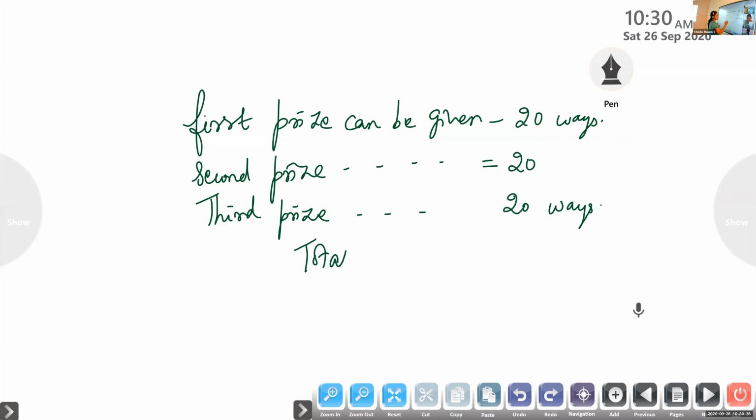Therefore, what is the total number of ways? It's 20 into 20 into 20 because we want all the 3. Yes, 20 raised to 3, which is the same as 8,000. It's 8,000.